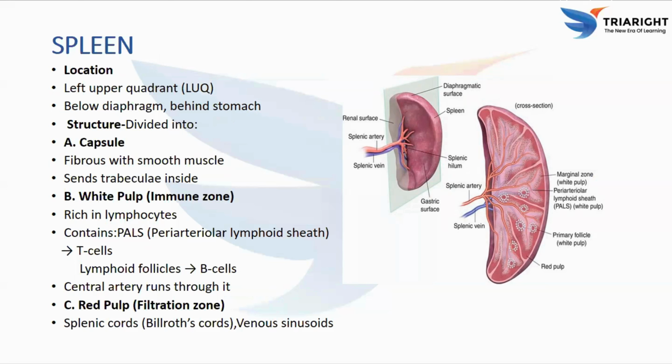So rupture causes severe internal bleeding. Now what is the structure of the spleen? The spleen is divided into capsule, white pulp, and red pulp. So what is the capsule? It is a strong fibrous covering around the spleen.